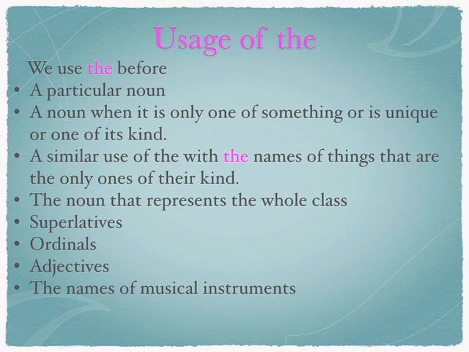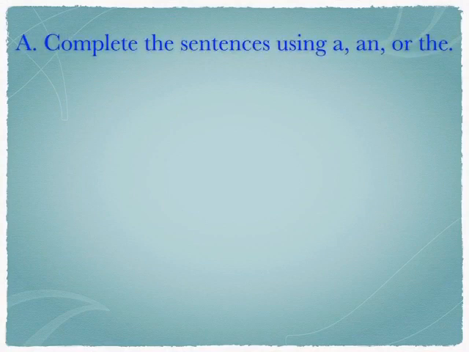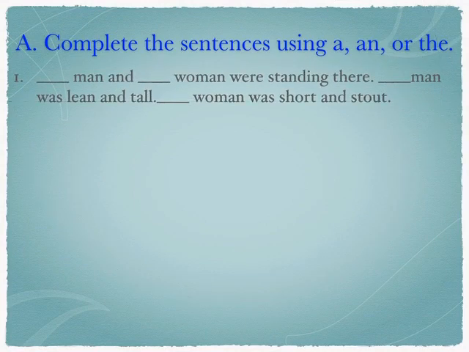So students, I hope that it's clear to you about the use of articles "a", "an" and "the". Now we'll move to the exercise. Complete the sentences using a, an or the. Dash man and dash woman were standing there. Dash man was lean and tall. Dash woman was short and stout.